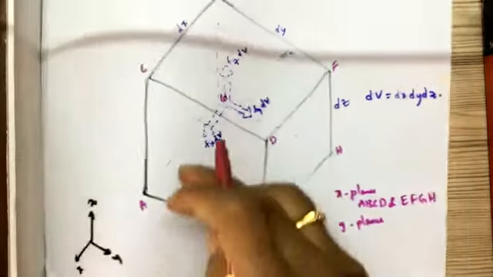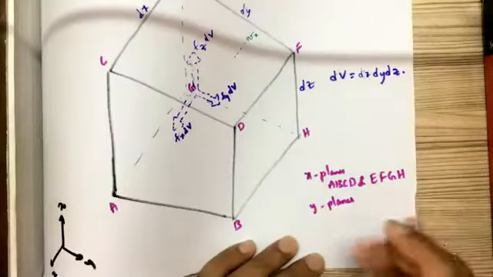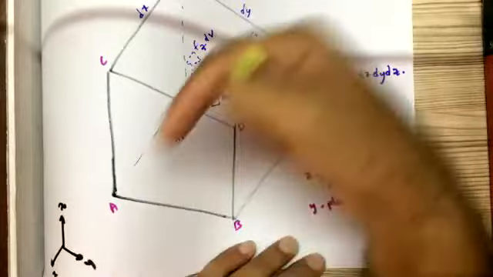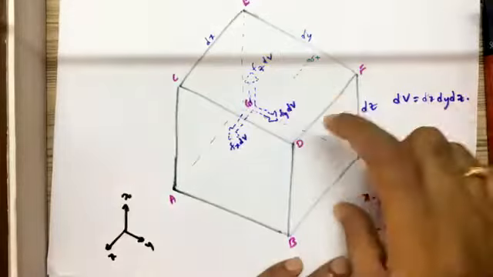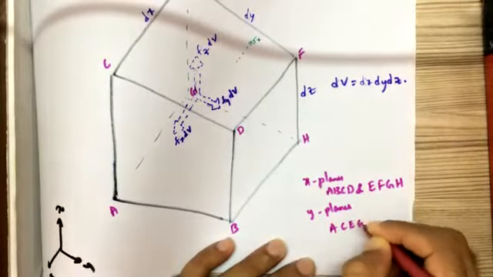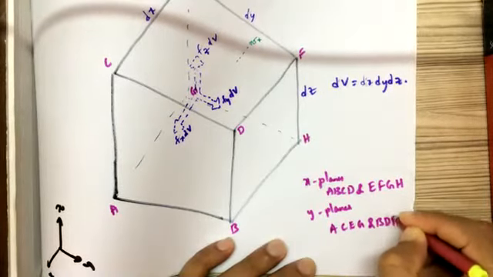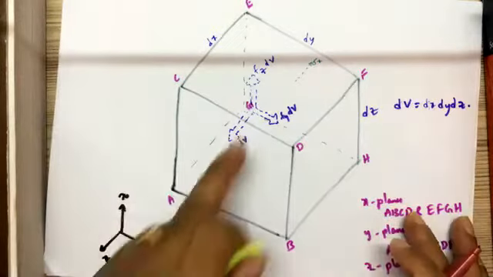What are the y planes we have? A, C, E, G, y direction planes. This is x direction, so this one and this one are x planes. This is y direction, so this one and this one are y planes. What are the y planes? AC, EG, and what is the other plane? BD, FH. What are the z planes? Bottom and up. What is the bottom? AG, BH. Right?